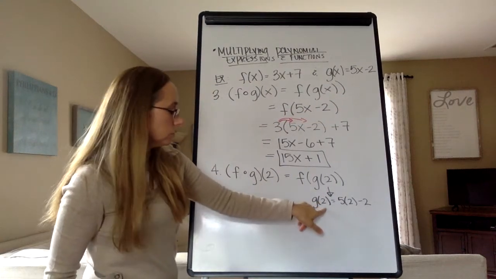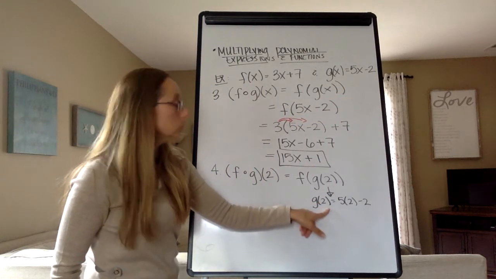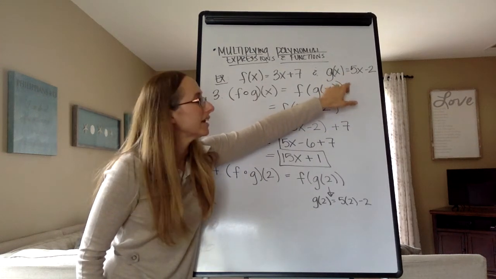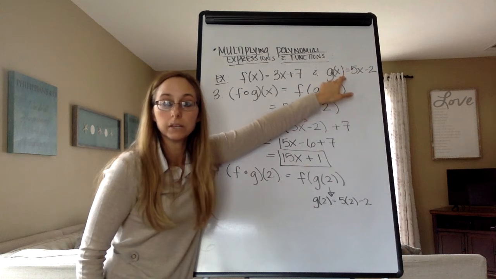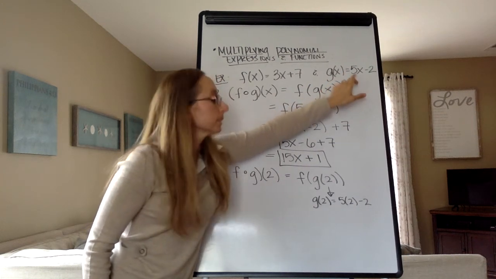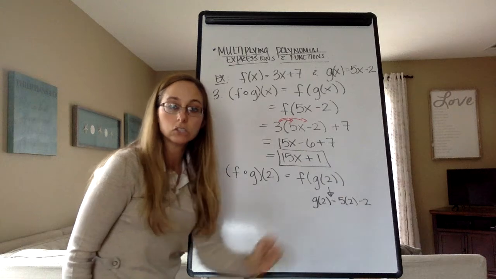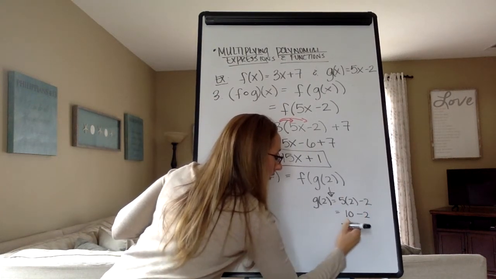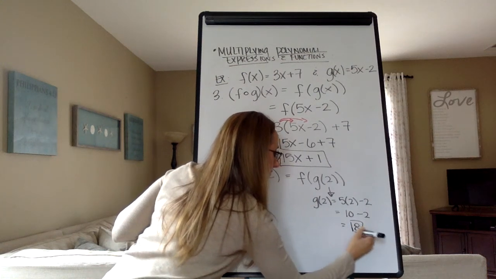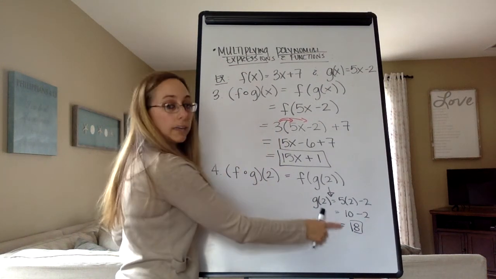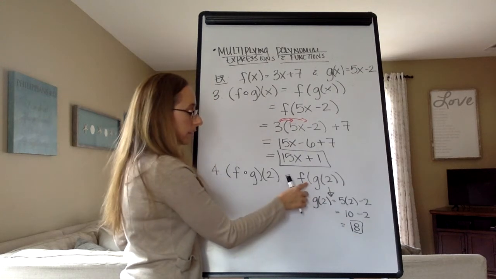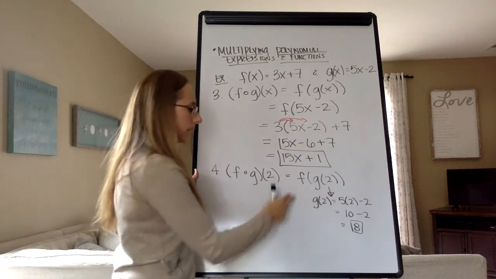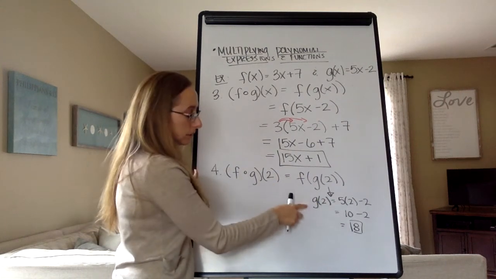This is saying g of 2, so evaluate the function g when x equals 2. Our g function is g of x equals 5x minus 2, and so we're going to plug in 2 for x. So that's what we get, 5 times 2 minus 2. 5 times 2 is 10, and 10 minus 2 is 8. Okay, so g of 2 equals 8. So instead of writing f of g of 2, we can write f of 8, because g of 2 equals 8.